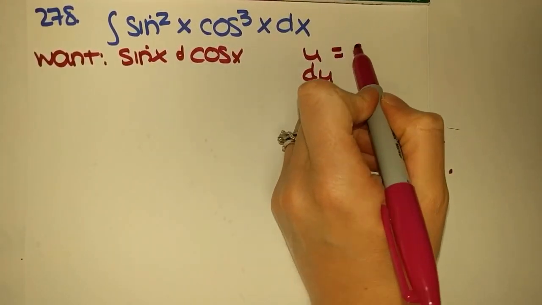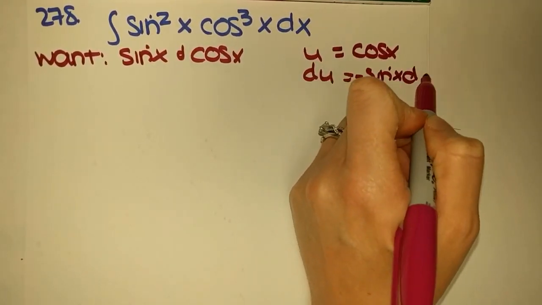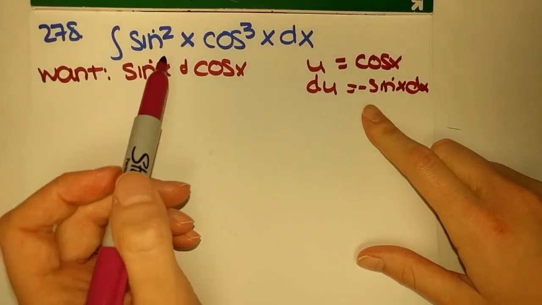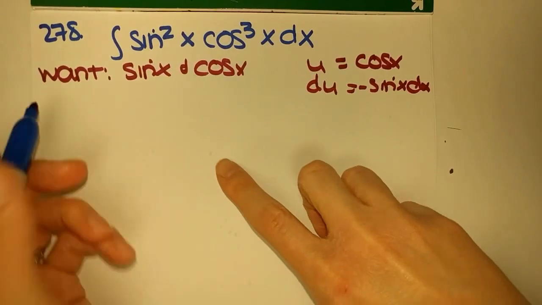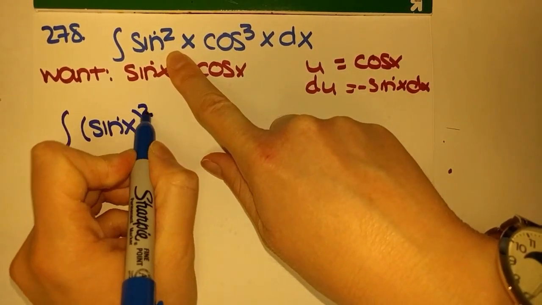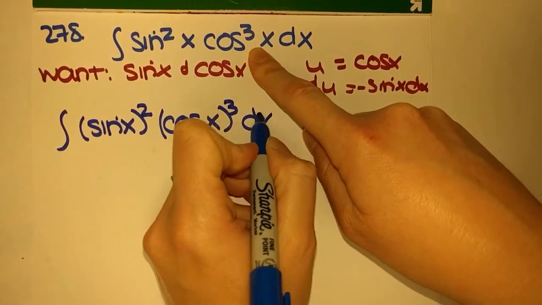So again, if u is equal to cosine x, then our du would be equal to negative sine x, and then we can make the substitution. Now, the problem though is, first of all, let me rewrite this. Again, we see the power, so that's sine x quantity squared, and this is cosine x quantity to the third power dx.